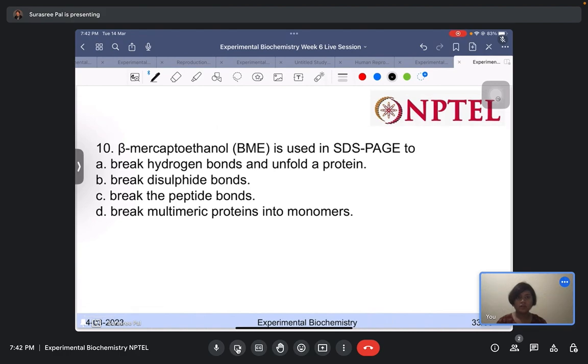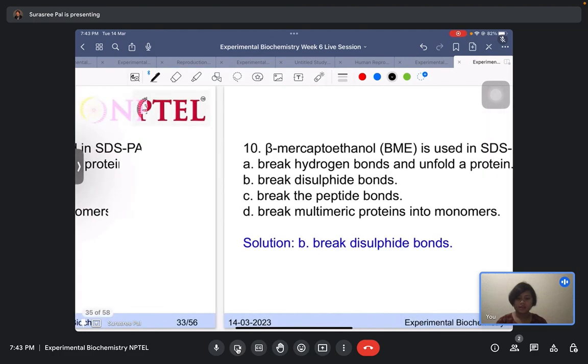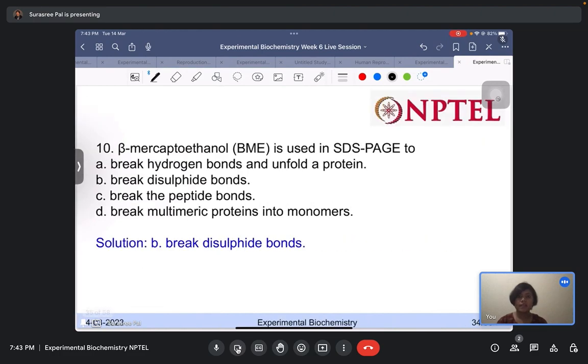Next question. Beta mercaptoethanol or BME is used to break the hydrogen bonds, break the disulfide bonds, break the peptide bonds, or break the multimeric proteins into monomers. So the correct answer here is that beta ME breaks the disulfide bonds. So it is a reducing agent.